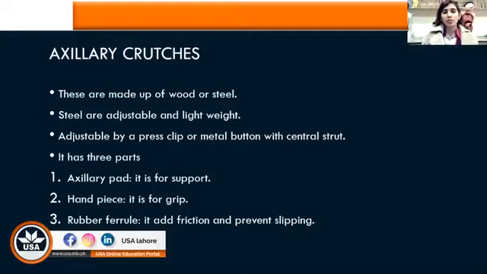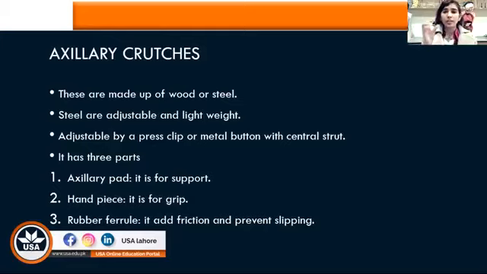Then there come three parts of the crutches. These are the auxiliary pads, the hand pieces, and the rubber ferrules. So the auxiliary pad is for the support of the patient, and it will be placed exactly in the axillary region. Then comes the hand piece that gives the grip to the patient to hold the crutch in his hand. And then comes the rubber ferrule.